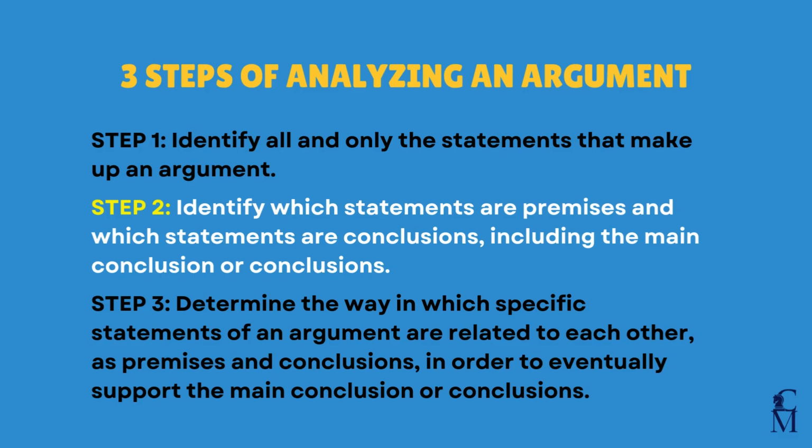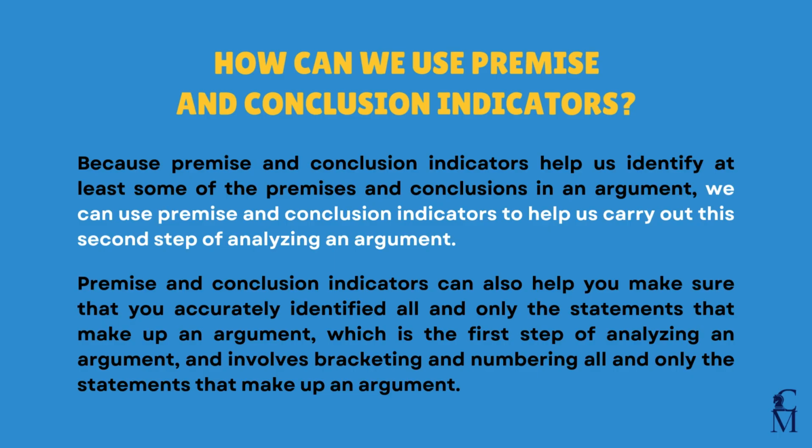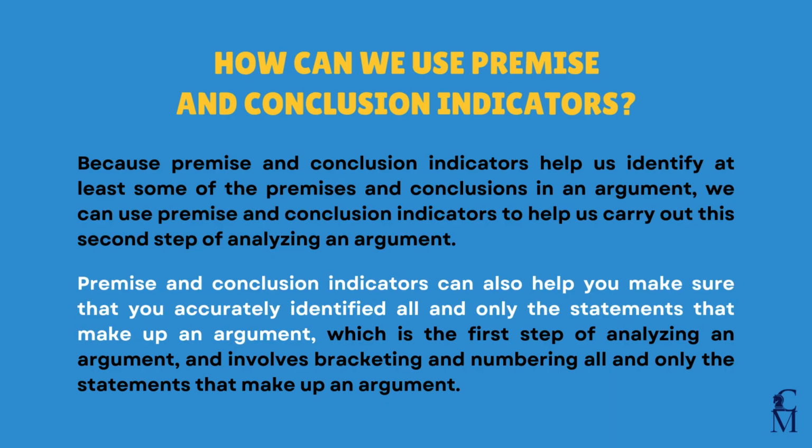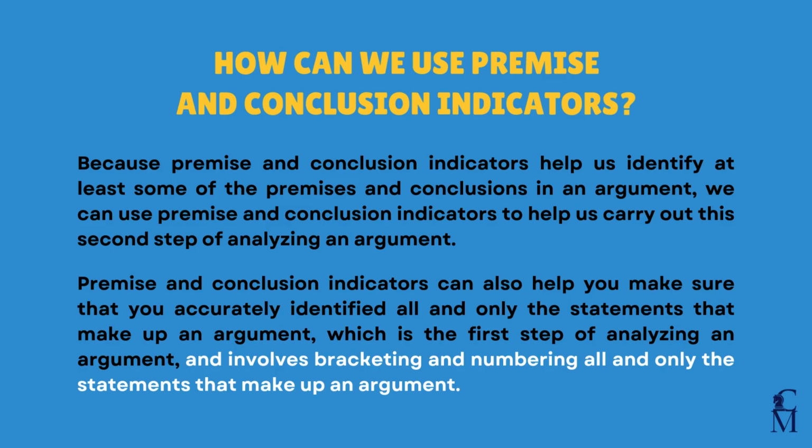The second step of analyzing an argument is to identify all the premises and conclusions in an argument. Because premise and conclusion indicators help us identify at least some of the premises and conclusions in an argument, we can use premise and conclusion indicators to help us carry out this second step of analyzing an argument. Premise and conclusion indicators can also help you make sure that you accurately identified all and only the statements that make up an argument, which is the first step of analyzing an argument and involves bracketing and numbering all and only the statements that make up an argument.